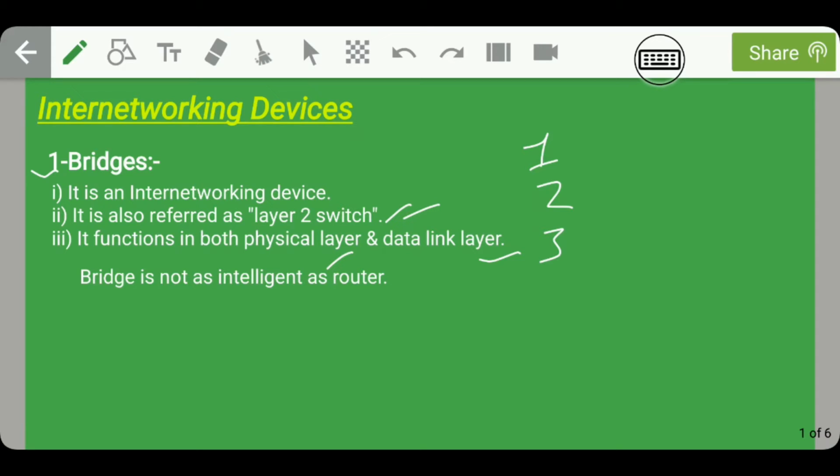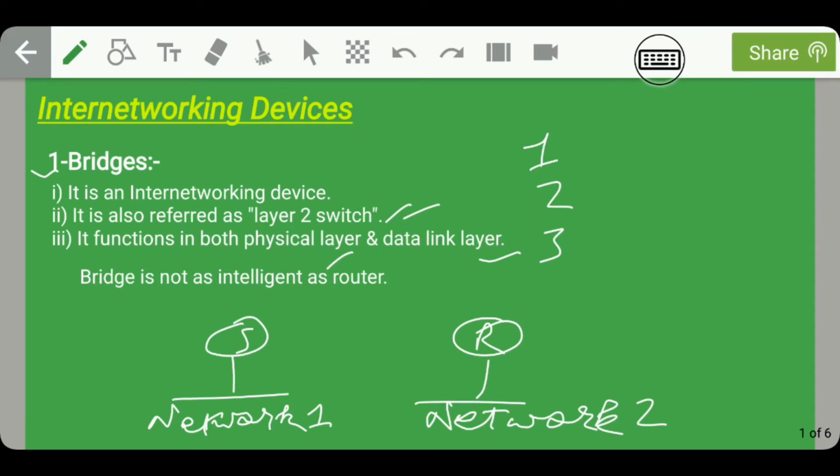Guys, moving on, bridge is not as intelligent as other inter-networking devices like router. So we can understand it with the help of an example. As we know, bridge connects two or more networks as it is an inter-networking device. So let us consider that this is network 1 and this is network 2. So guys, here network 1 is acting as sender system whereas network 2 is acting as a receiver system. So let us assume that there are three different paths connecting this sender and receiver system. Guys, all these three paths are of different distance.